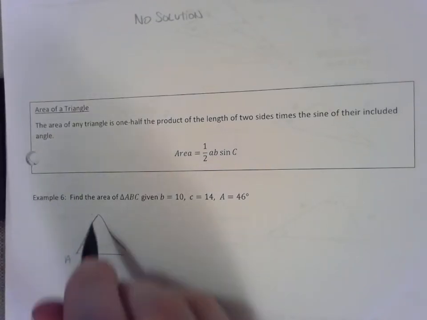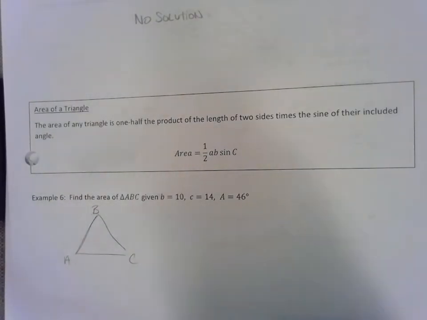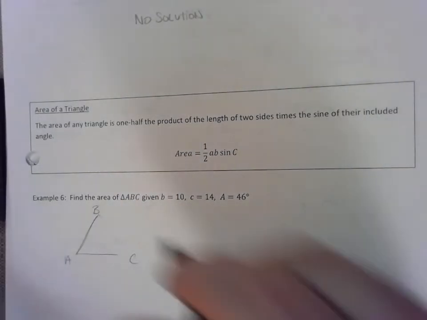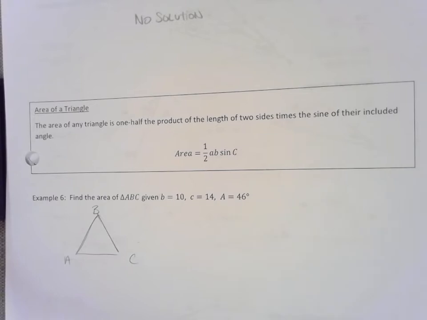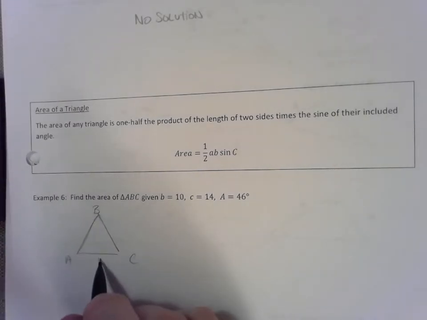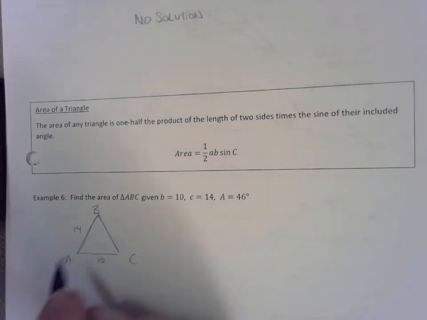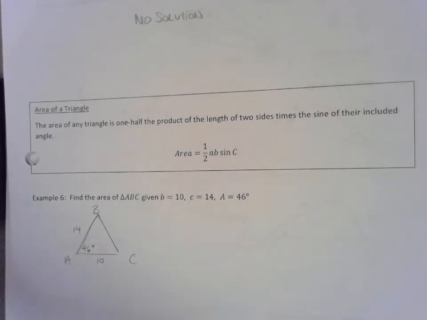So let's do A and B and C. My triangle looks a little bit wobbly. Let's try to do it somewhat better. And side length B is 10, side length C is 14, angle A is 46 degrees. Okay, now this is interesting.